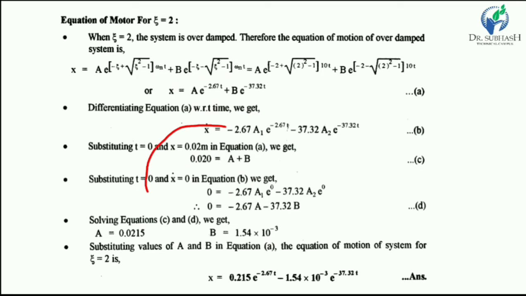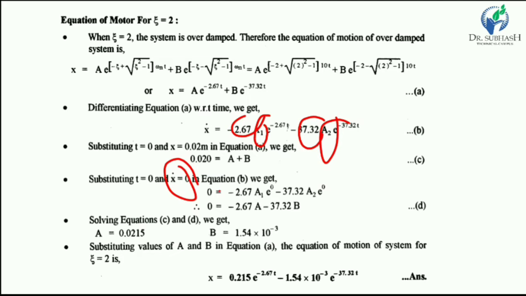Now put the value of the conditions in the velocity equation. So here t is equal to 0, so e raised to 0 is 1. Now here only a and b remain, and x dot is equal to 0.